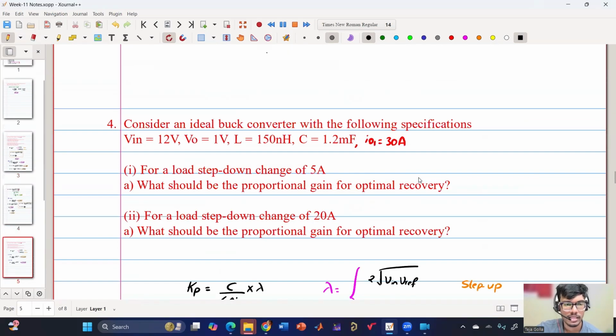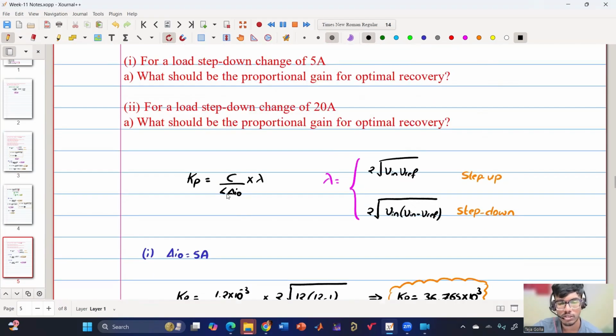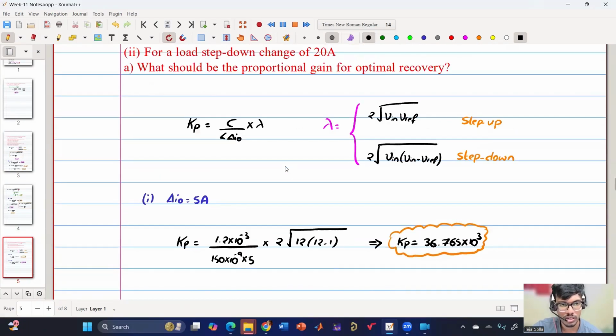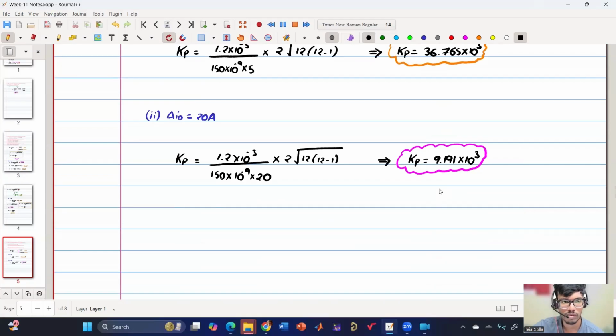In the next problem, we have considered load step down transient, as proportional gain is different for step up as well as step down transient. We have seen how the proportional gain is changing for different step down load transients, for 5 amperes and 20 amperes, because it is inversely proportional to delta I naught. If the step down transient is more, then KP has to come down, which is exactly what we are getting from the math. And also from intuition, we can say that if delta I naught is increased by 4 times, then KP should be decreased by 4 times, which is again what we are getting.